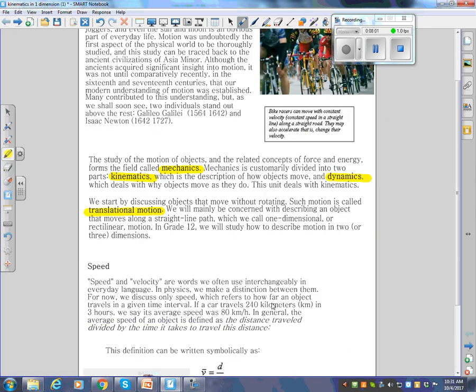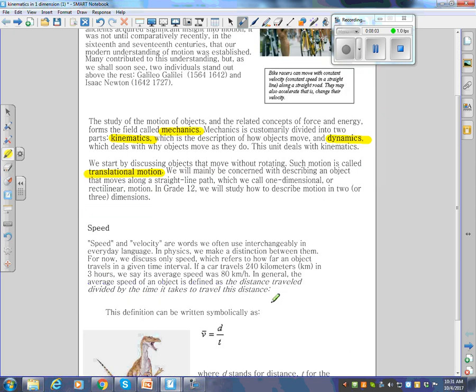Okay, so let's talk about speed. And I think this was on the test, was it not? So let's review. Speed and velocity are words we often use interchangeably in everyday language. In physics, we make a distinction between them. For now, we're discussing only speed, which refers to how far an object travels in a given time interval. If a car travels 240 kilometers in 3 hours, we say its average speed is 80. How to get 80? 240 divided by 3. In general, the average speed of an object is defined as the distance traveled divided by the time it takes to travel this distance.